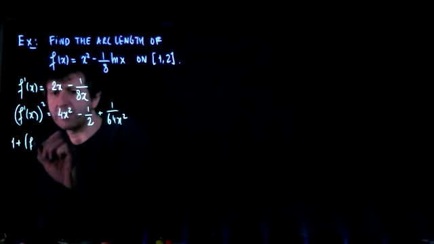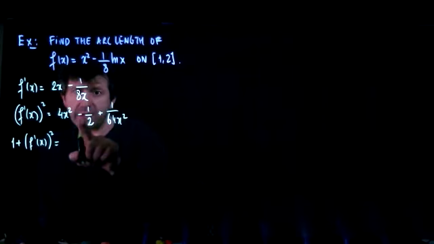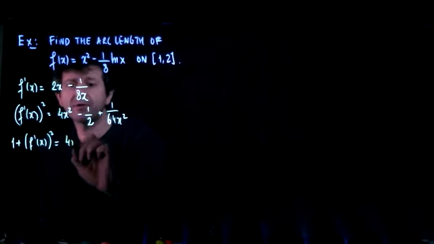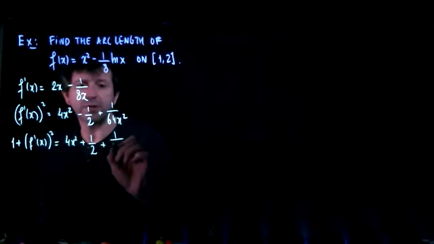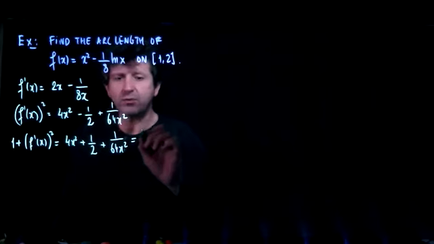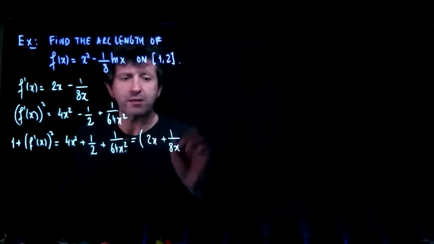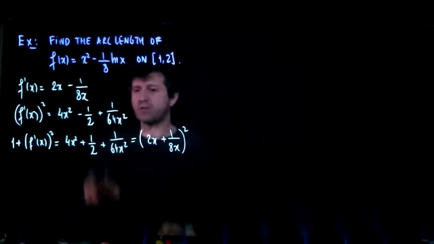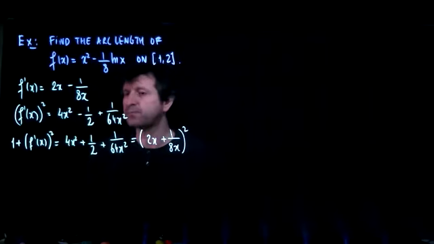Now 1 plus f prime of x squared. So you add 1 to this. Again, this minus 1/2 becomes plus 1/2. So 4x squared plus 1/2 plus 1 over 64x squared. And that is exactly equal to 2x plus 1 over 8x, squared. Okay, so this is a perfect square.